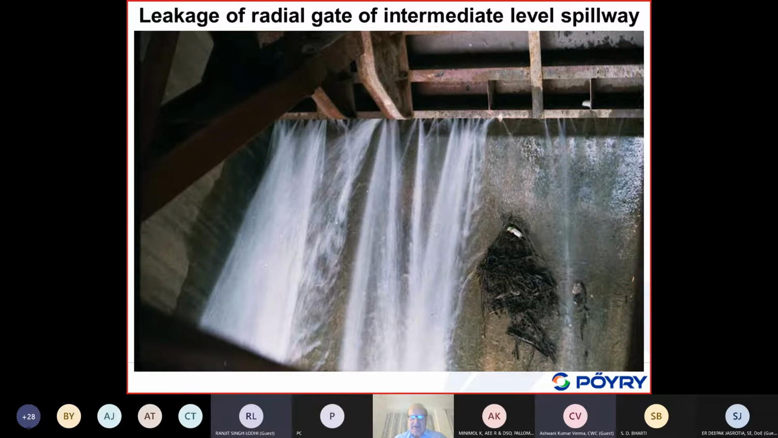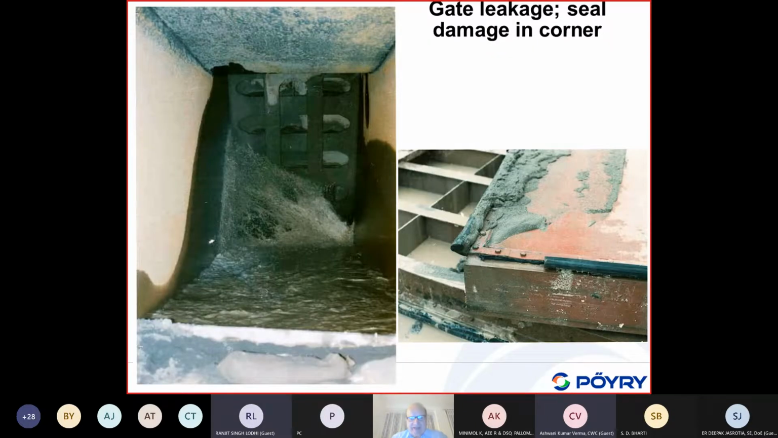We see here, because of this deformation, it would not be possible to operate this spillway. And we can see also this leakage. This leakage is just an indication that some deformations have taken place, and also the ceiling, of course, was maybe not well maintained. Okay, this is some more photos from this intermediate level spillway.